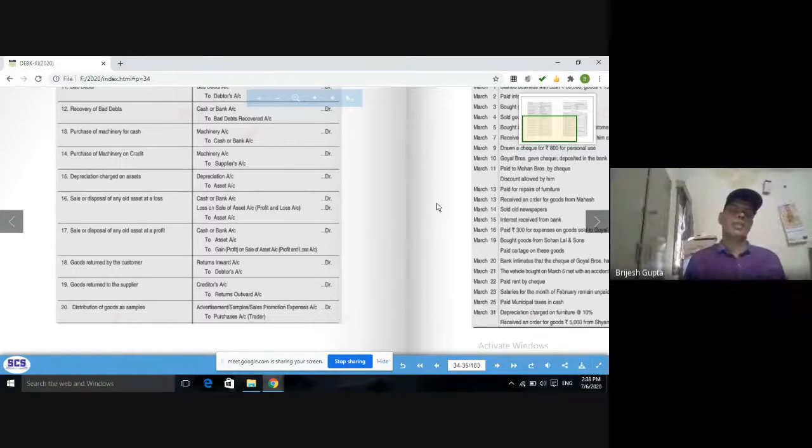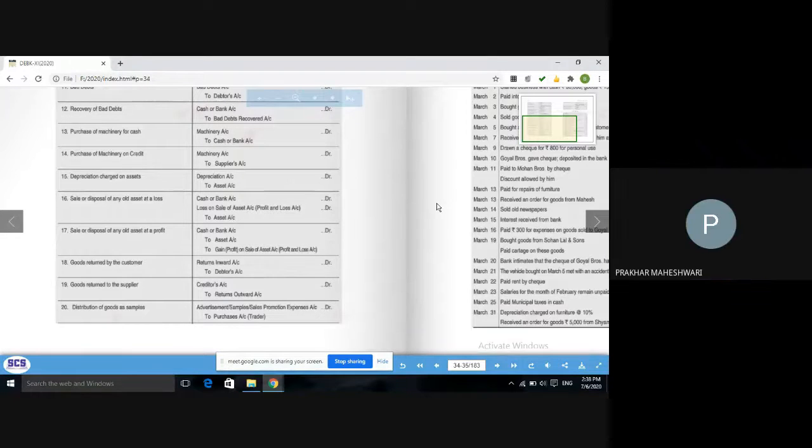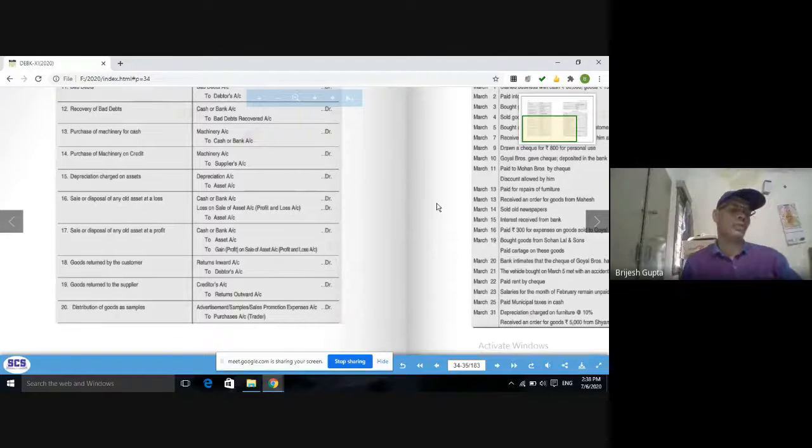Cash, definitely. Cash will be coming into the business. The real account rule says debit what comes in, so the cash account will be debited. And according to the nominal account rule, debit expenses and losses, credit incomes and profits. So income will be credited. So cash account debit to income account. So write the entry.